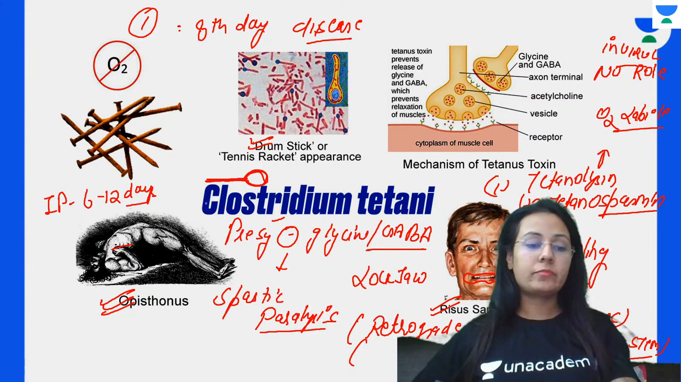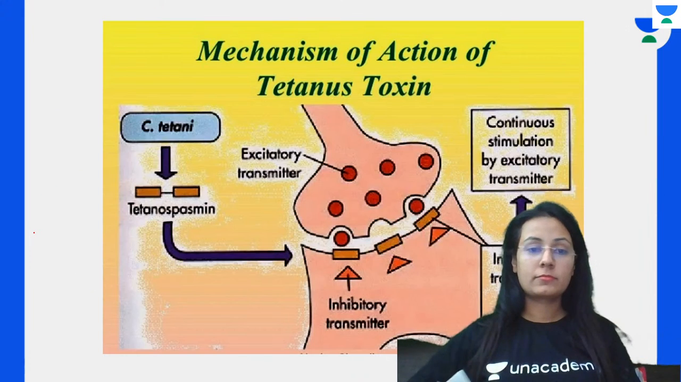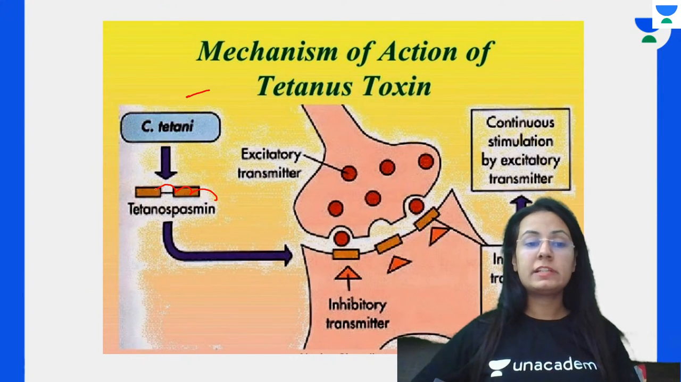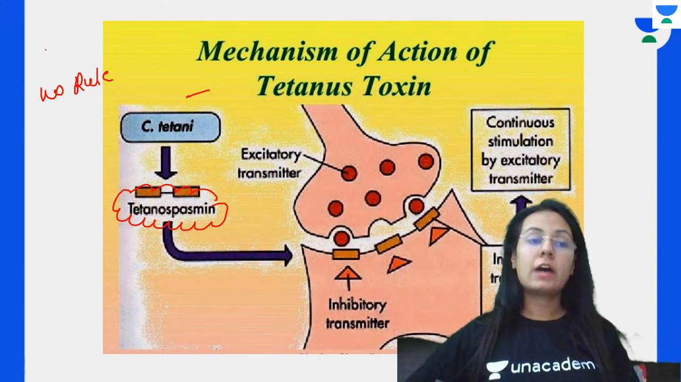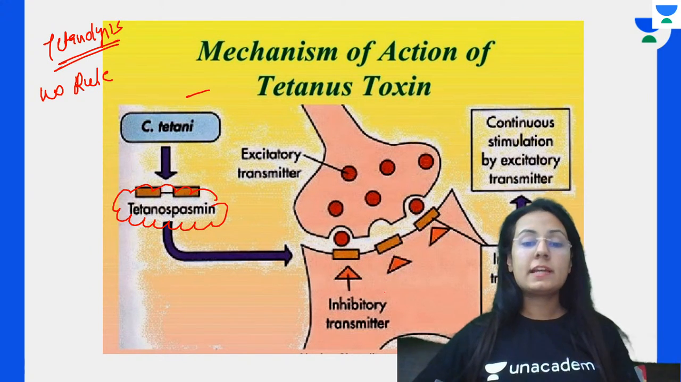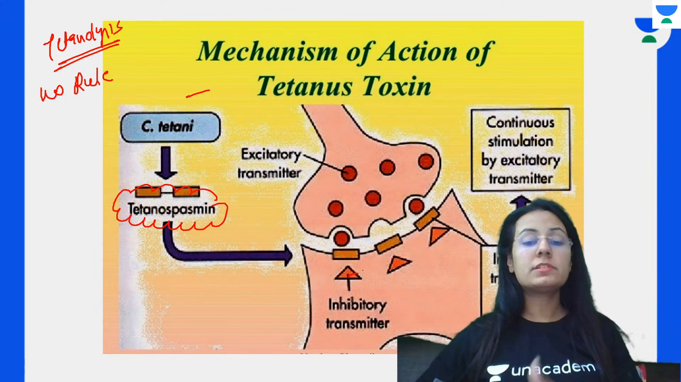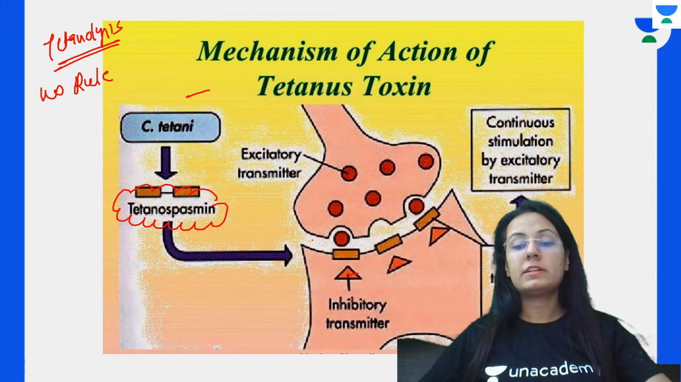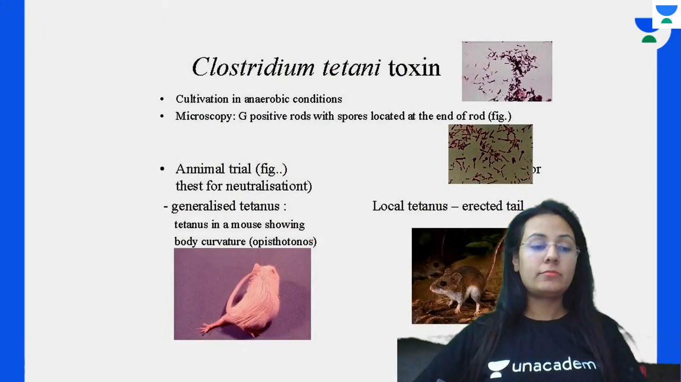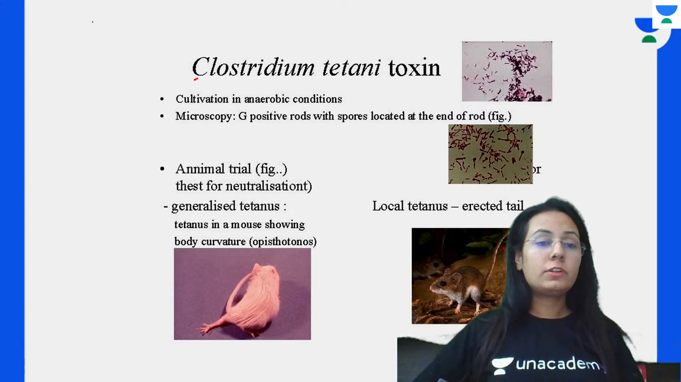All right. So this is the mechanism of action. As I told you, tetanolysin doesn't have any role in the virulence. Tetanospasmin is causing the presynaptic inhibition of glycine and GABA, and as I told, it is causing the inhibition of the inhibitory neurotransmitters, so causing the sustained spastic paralysis of muscles. Now, when we talk about tetanus, what is the first sign?